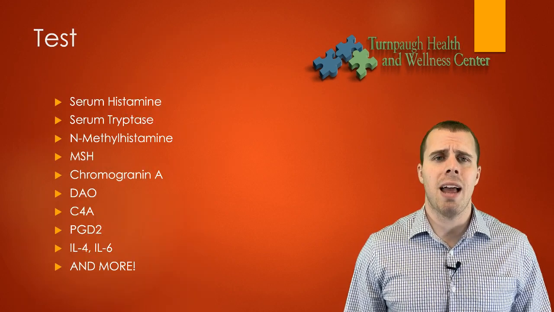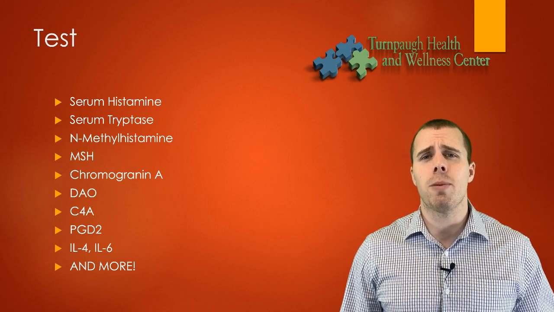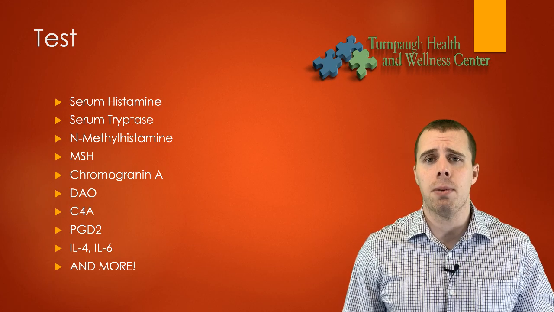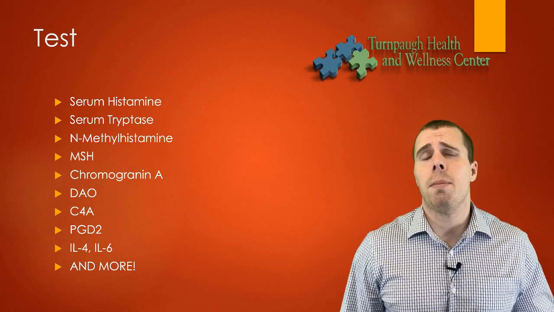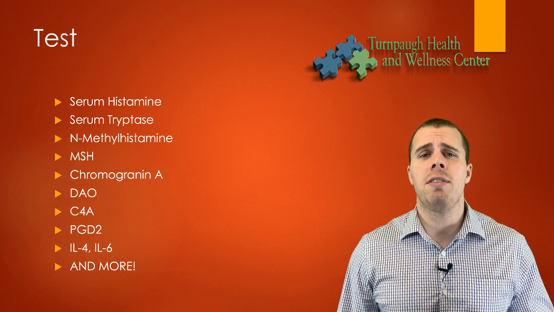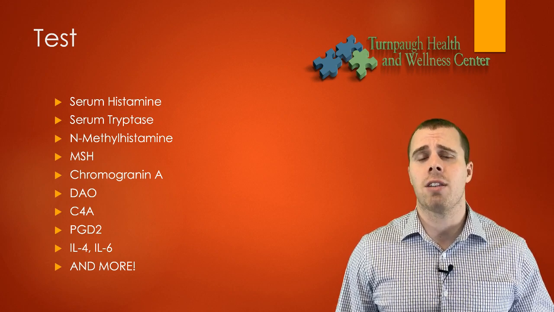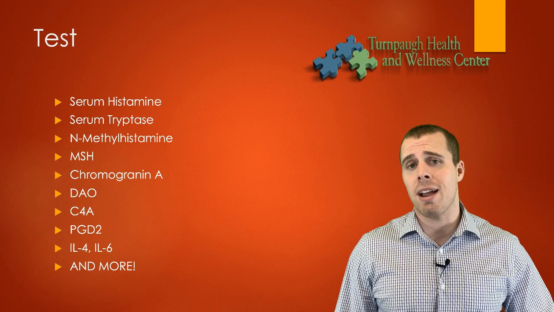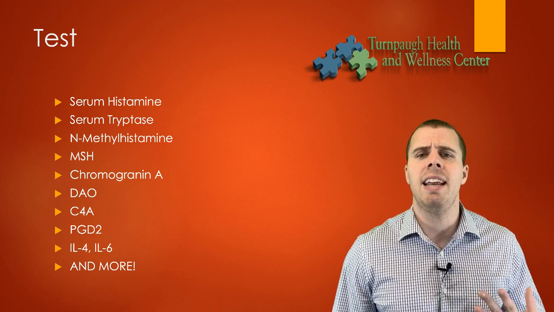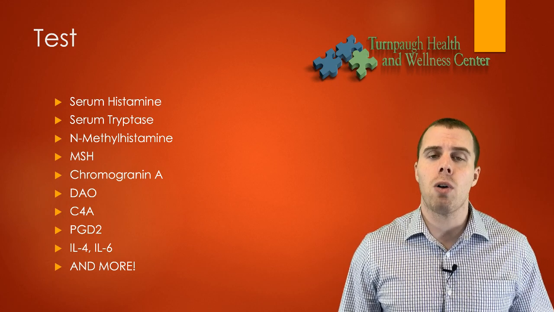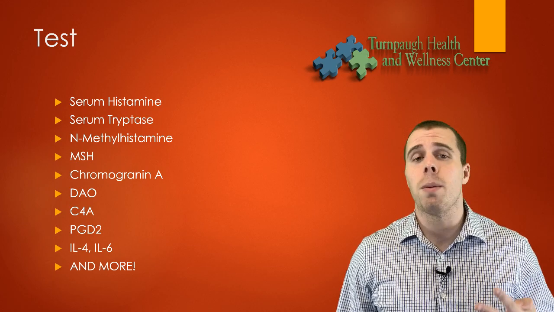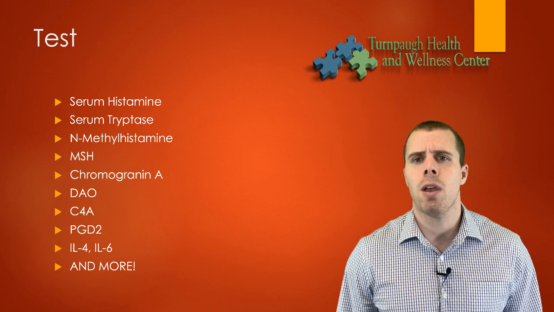So some testing here. The main ones would be serum histamine, serum tryptase, N-methylhistamine, which is a urine sample, and MSH, which is melanocyte stimulating hormone. We have chromogranin A. We have DAO, which is diamine oxidase. This is an enzyme that helps to break down histamine. We have C4A. We have PGD2, which is prostaglandin D2, which is one of the inflammatory markers that's released by the mast cell.